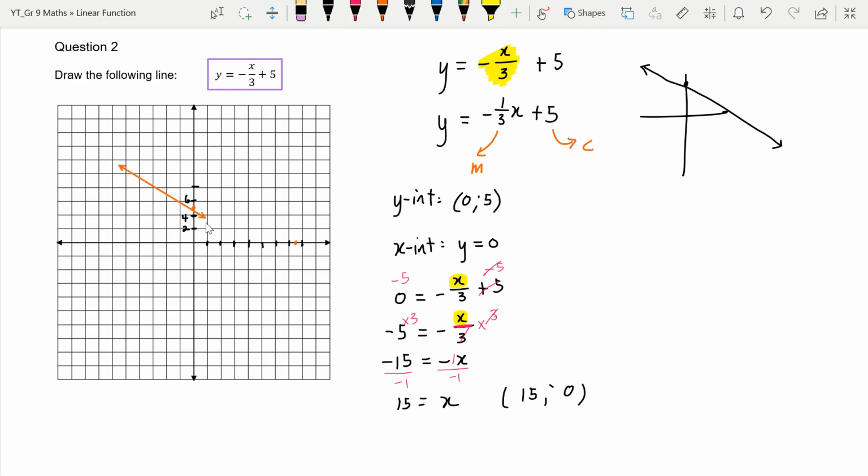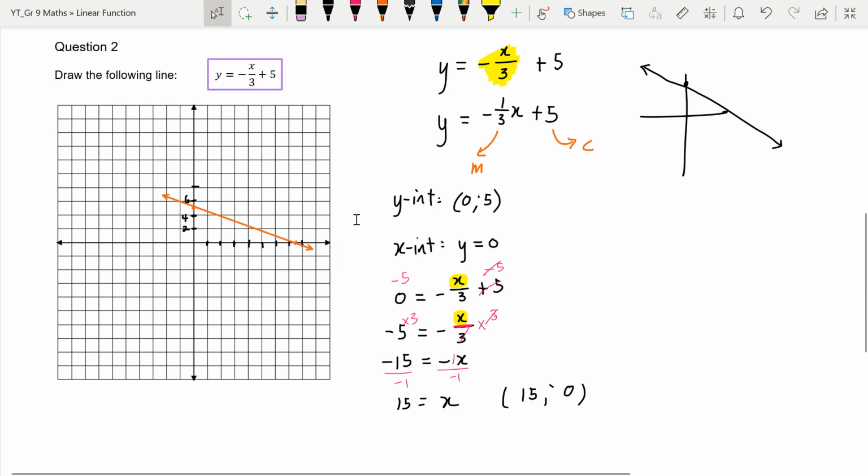Let's see if I can do this one first time. So it goes through. Whoops. Okay, there it is. Just give me a moment so that I can get that one through there. Close enough. Okay, perfect.